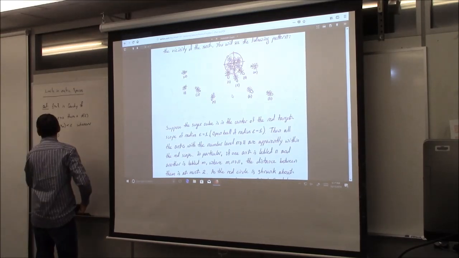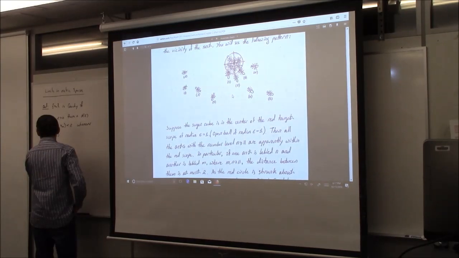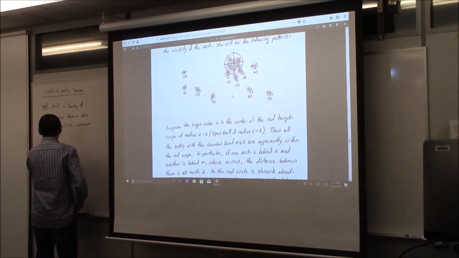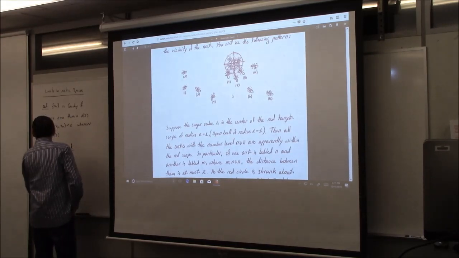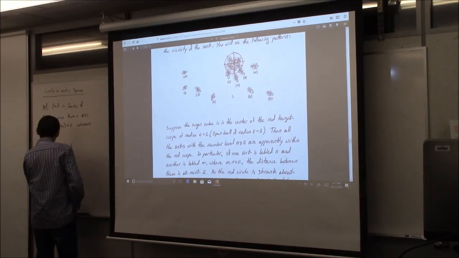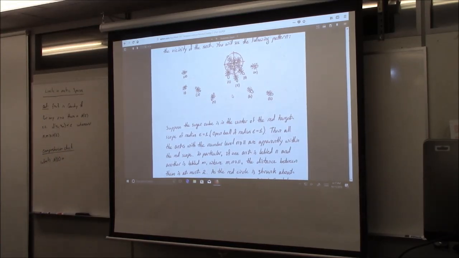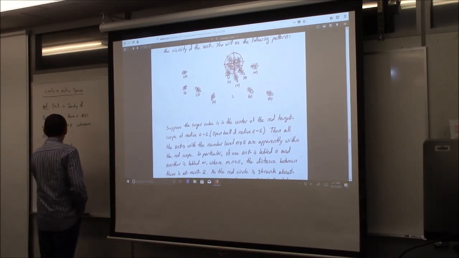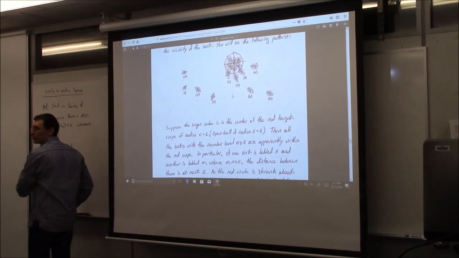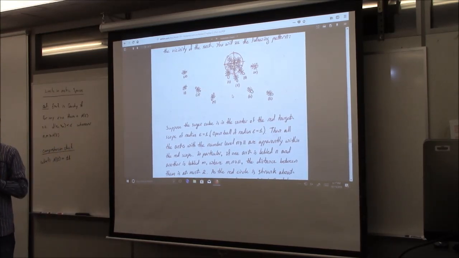So, comprehension check. What's n of 1, as I drew in the picture? What is that? Yes? 11. Wonderful, it is 11. What does the 1 refer to? The 1 refers to the size of the target.